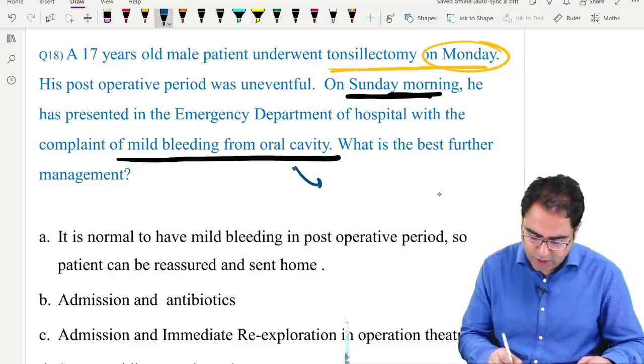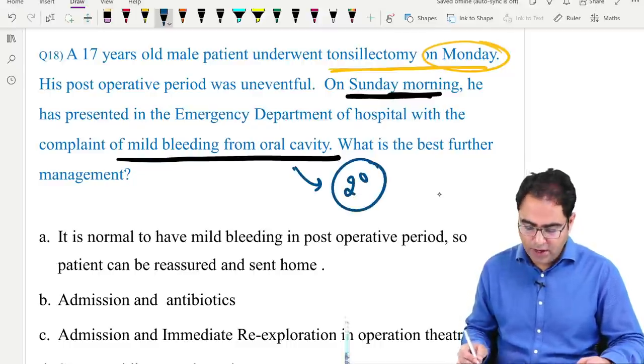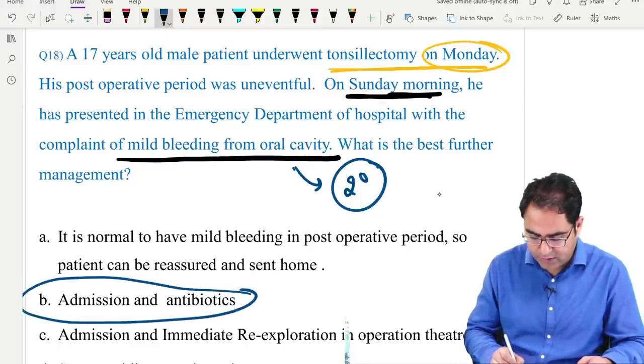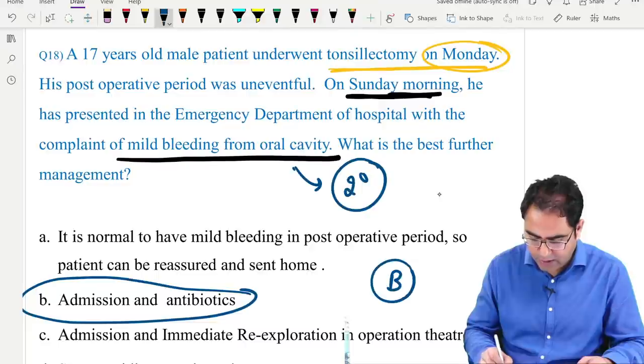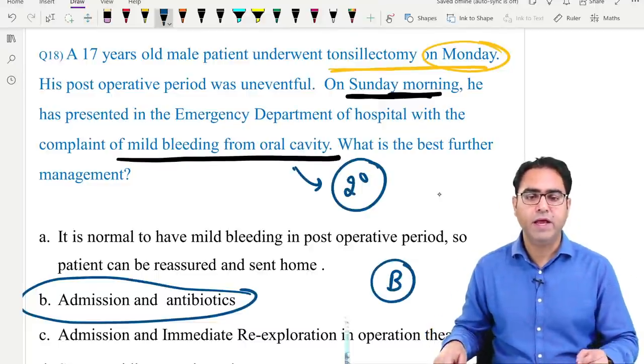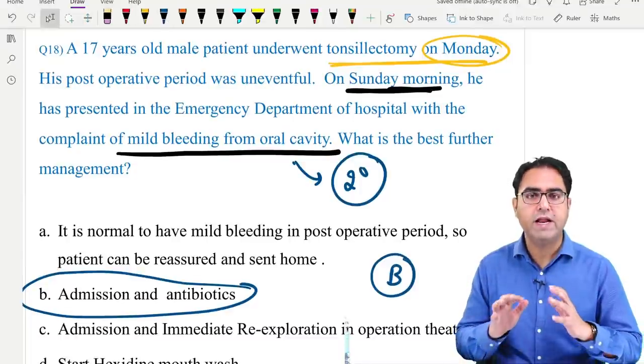Now, this is a case of secondary hemorrhage, beta. Secondary hemorrhage, and the treatment of secondary hemorrhage is admission and antibiotics, beta. That's the answer, B, beta. B. Am I clear, beta? Admission and antibiotics, beta. Everybody, this is a case of secondary hemorrhage, beta.